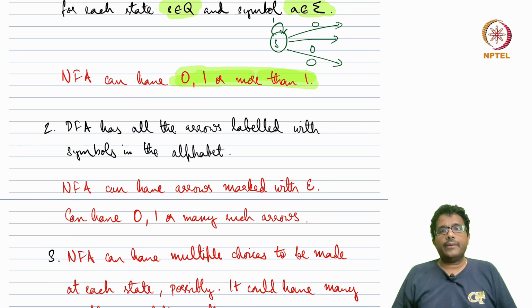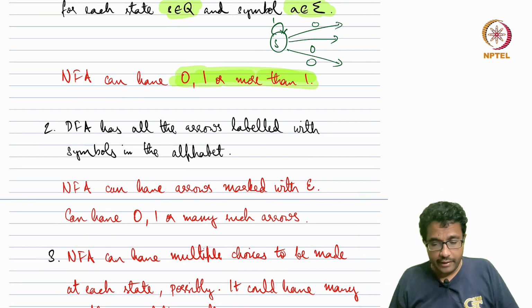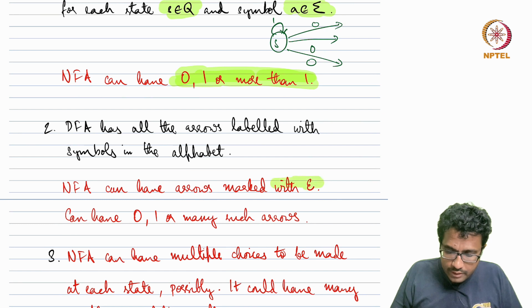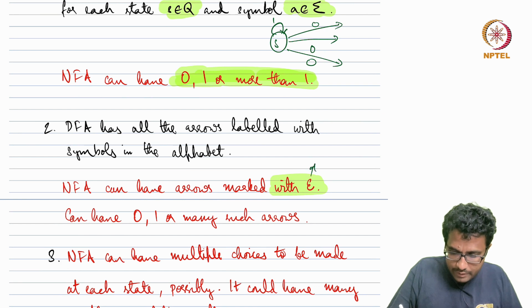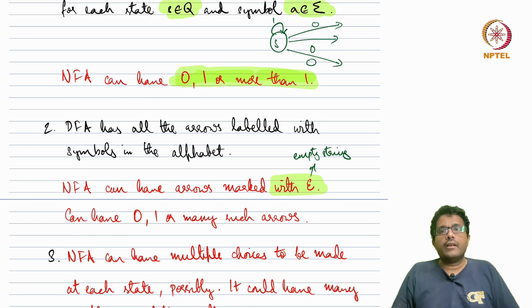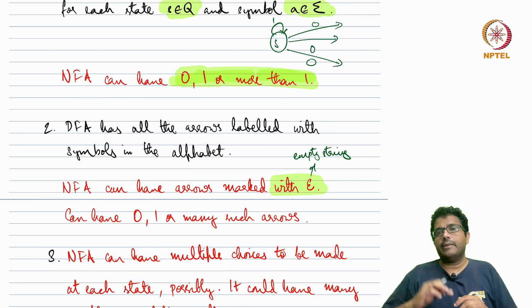The next thing is that in DFAs, all the arrows are labeled with the alphabet symbols. So if the alphabet is binary, the arrows are labeled 0 or 1. In the case of NFAs, you could also have arrows marked with epsilon, where epsilon is the empty string. So if you recall, in a DFA, you read a certain symbol and then you traverse an arrow and make a transition. That's what you did in a DFA.